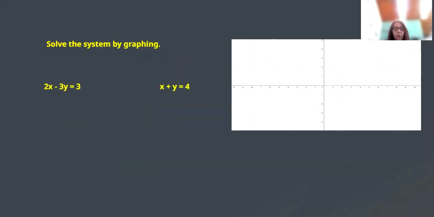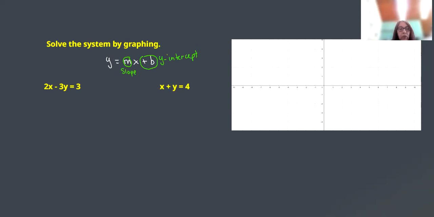All right, here we go. We've got 2x minus 3y equals 3, and x plus y equals 4. Are either of these in y equals? No. If we're going to use slope-intercept form, I want them in y equals mx plus b. And again, the number in front of the x, the coefficient, is the slope. And the constant, the number by itself, is the y-intercept. Since neither of our equations are in y equals, we're going to put them in y equals. So let's go ahead and do that first of all.